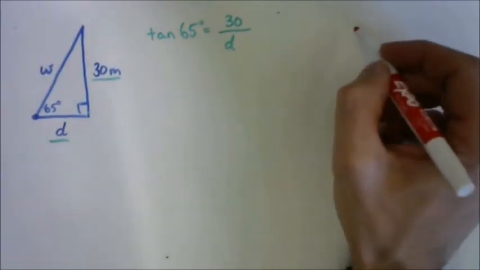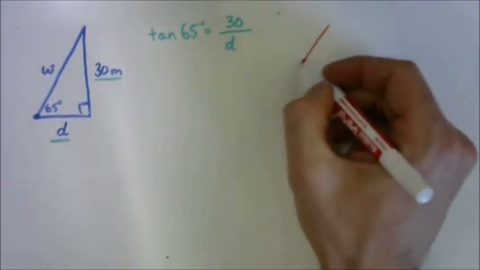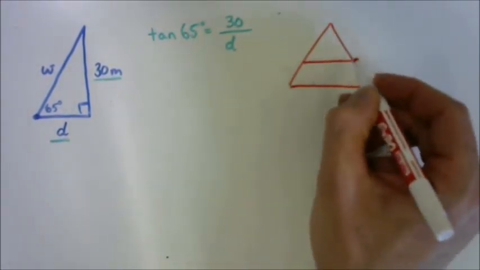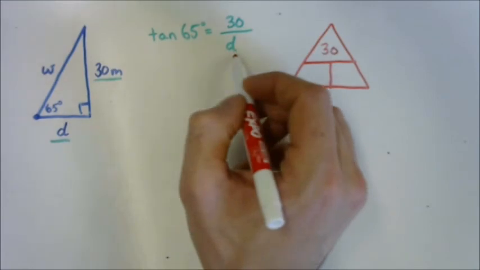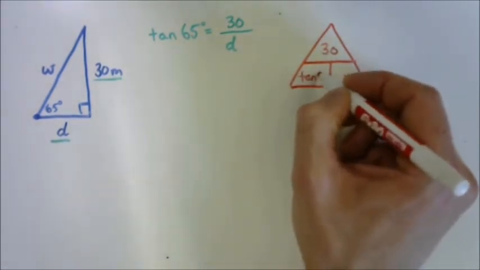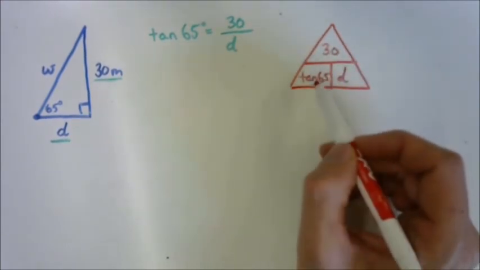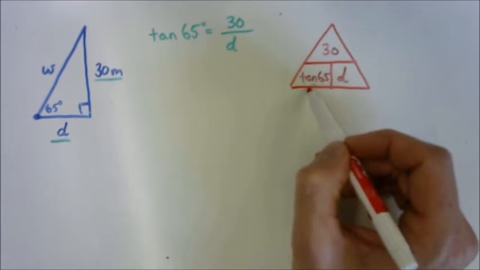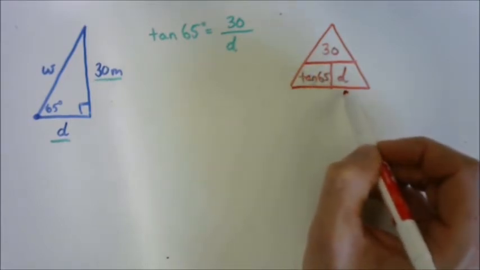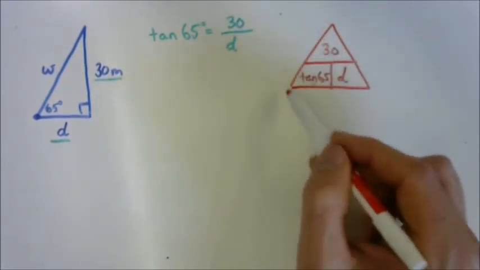Another helpful way to do this is to think of a division triangle. Have you ever seen a division triangle before? Distance, speed, time or something. Yep, you use it in science a lot. But basically, whatever's on top goes in the top, and whatever's here goes in the bottom. And all this does is illustrate the relationship between these numbers. 30 over the tangent of 65 is equal to d. 30 over d is equal to the tangent of 65. And the tangent of 65 times d is equal to 30. So all of those relationships exist, and this triangle helps us to illustrate that.